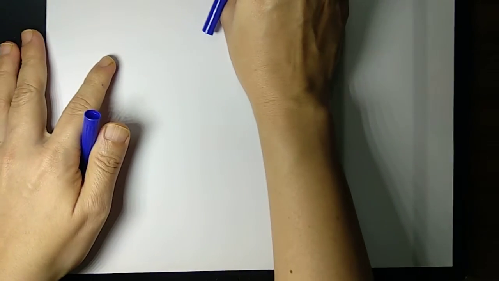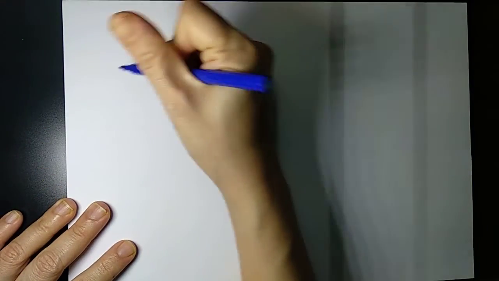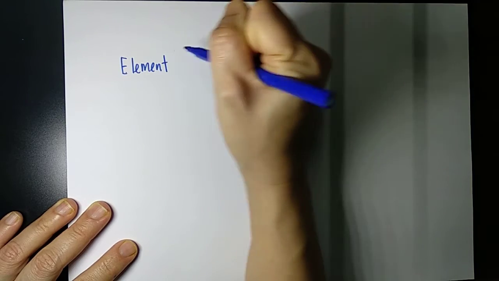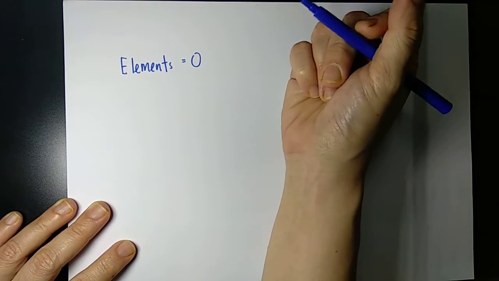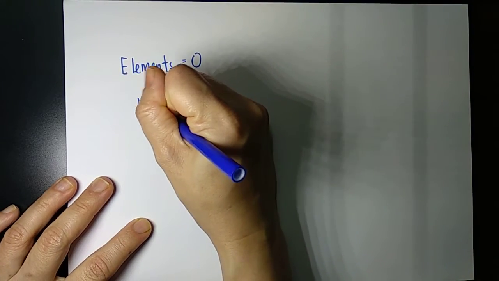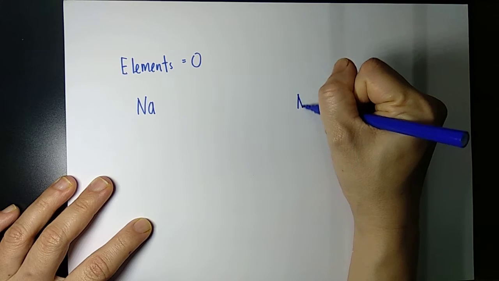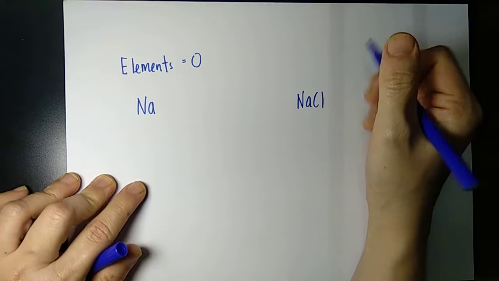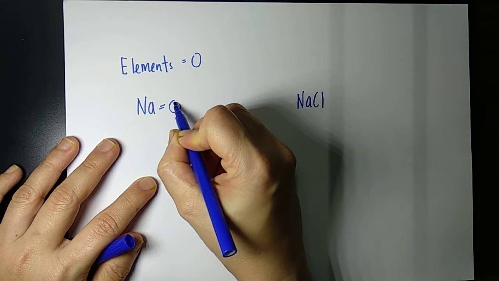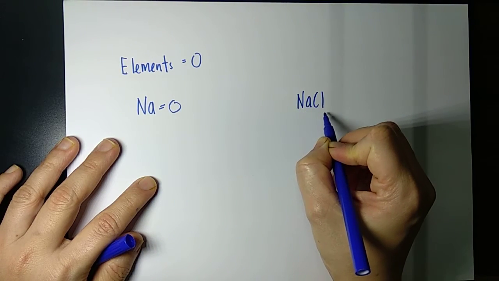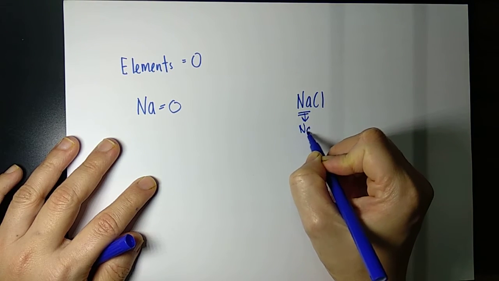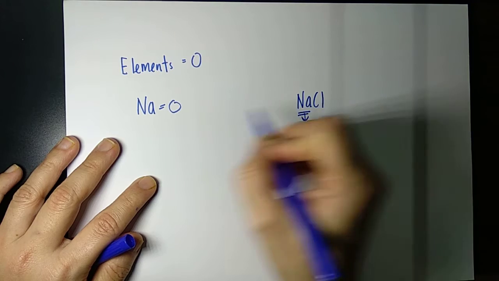Okay, now the oxidation state of all elements are 0. So of course, you have to know the difference between an element and a compound. So for example, sodium here is an element, so the oxidation state is 0. But in sodium chloride, sodium is no longer an element. Sodium is an ion, so it is not 0.